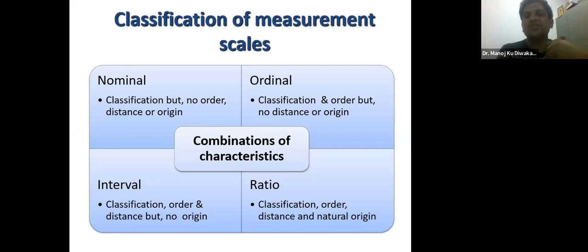So interval has classification, order, and distance, but no natural origin. Here you will have some distance. For example, we talk about classification, order and distance: how many patients are appearing for the follow-up, and how many patients have cancer disease. And in ratio, there is classification, order, distance, and a natural origin.